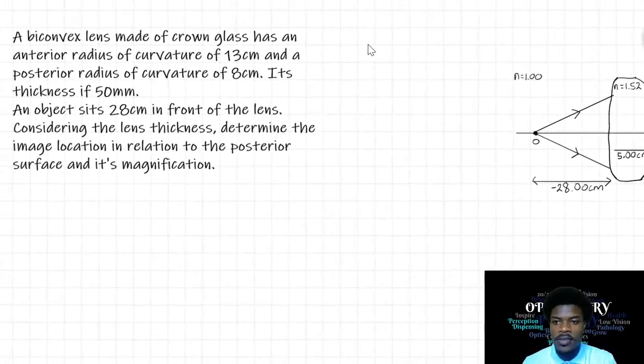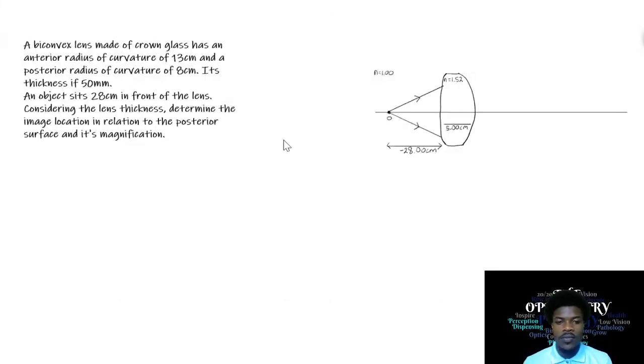Let me just line up this here so you can see everything. Okay, so here we have a biconvex lens made of crown glass. It has an anterior radius of curvature of 13 centimeters and a posterior radius of curvature of 8 centimeters. Its thickness is 50 millimeters. The object sits at 28 centimeters in front of the lens. Considering the lens thickness, determine the location of the image in relation to the posterior surface and its magnification.